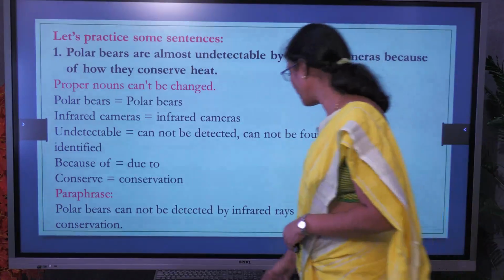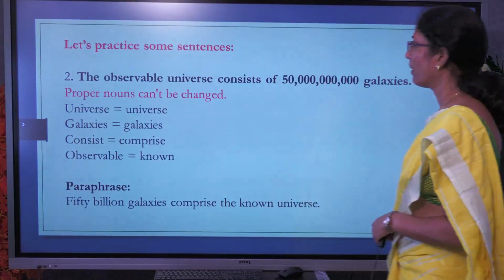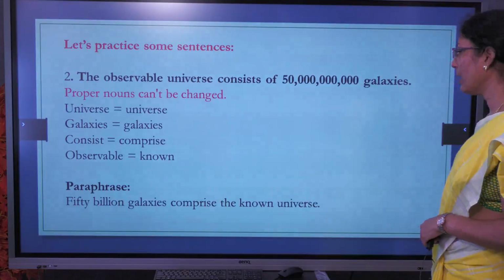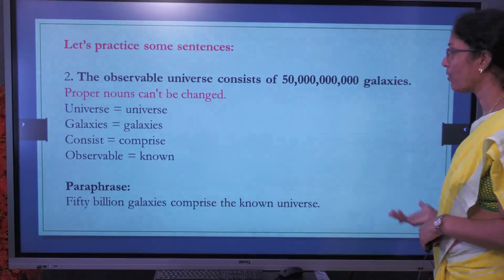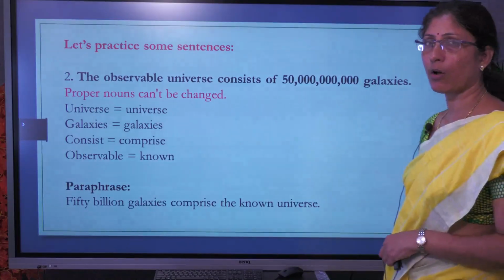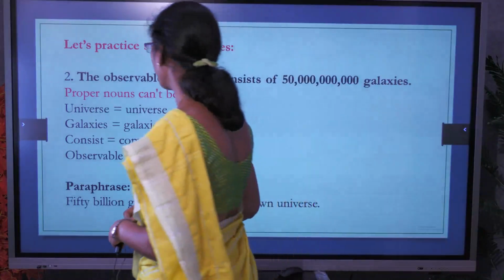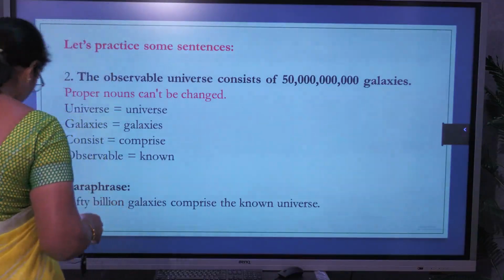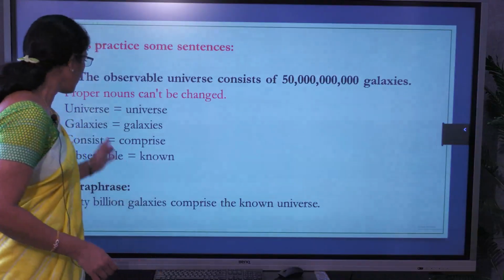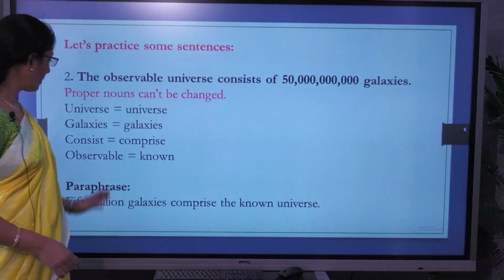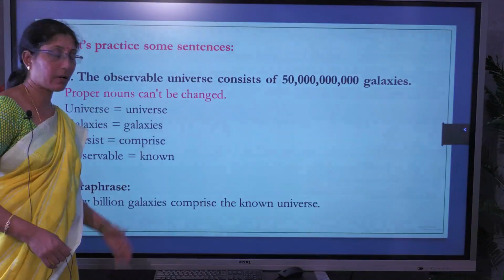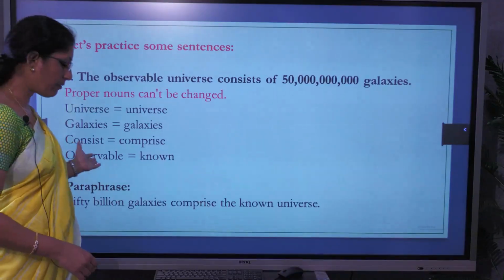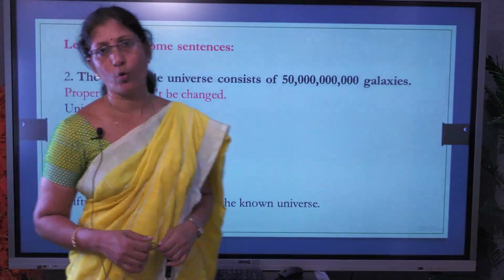Okay, now let us go to the second one. The observable universe consists of 50 million galaxies. As a rule, we can't change the proper nouns or common nouns. Universe, there is no other word. In this context we can't find any other word for universe. Galaxies, no word, right? Consist, the other suitable synonym is comprise. Observable, the synonym is known.